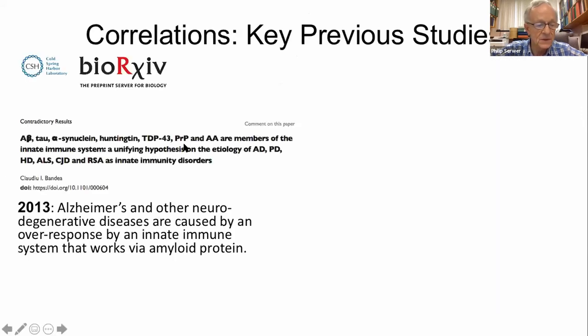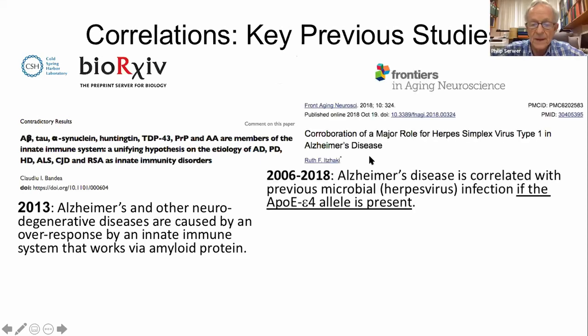Okay, so let's see, where does all this come from? Here are some key previous studies. This is one by Claudio Bandea. He proposed that Alzheimer's and other neurodegenerative diseases are basically innate immune responses. His argument basically was that the amyloid proteins are analogs to virus proteins, and this is basically a CRISPR-like phenomenon where the cell takes up its enemy and then uses it to neutralize the enemy. Okay, this is almost over.